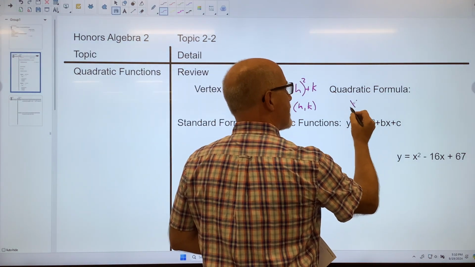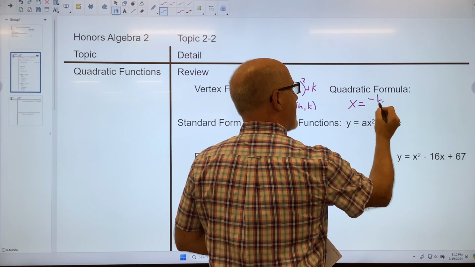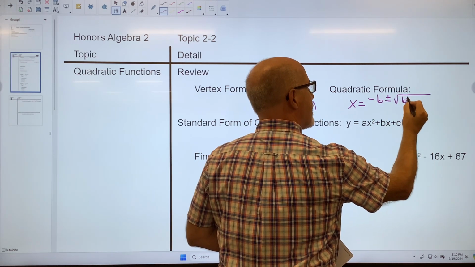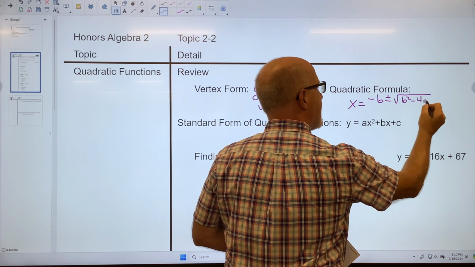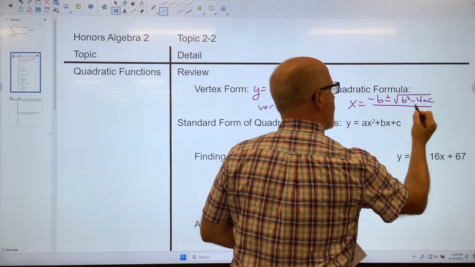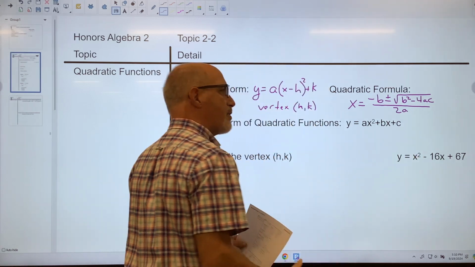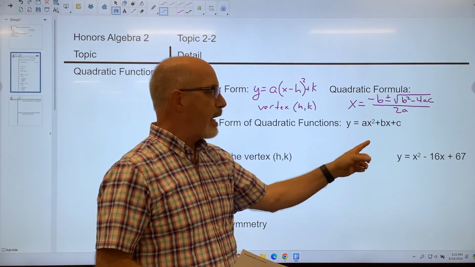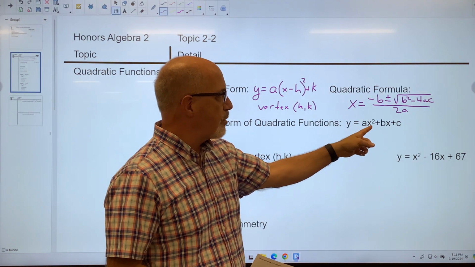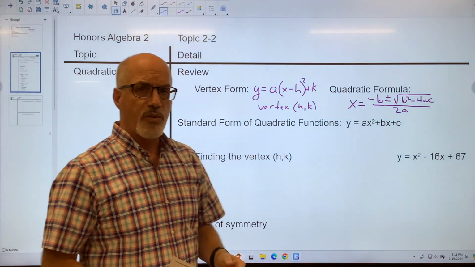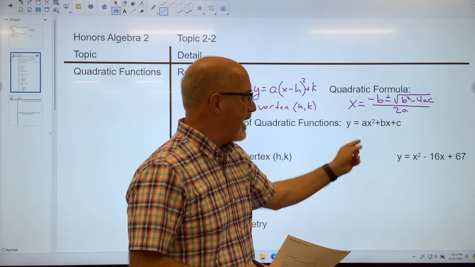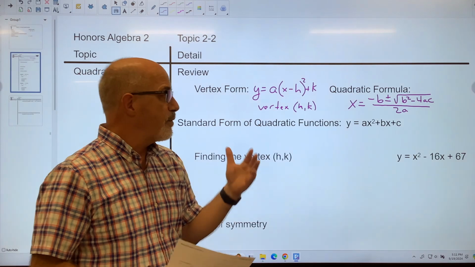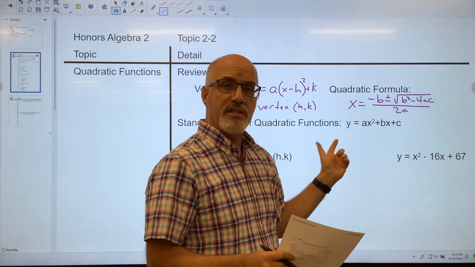The quadratic formula is x equals the opposite of b plus or minus the square root of b squared minus 4ac, all over 2a. Now you might wonder, where do those letters come from? They come from the standard form of the quadratic, which is y equals ax squared plus bx plus c. So when we see it in this form, we can pull out the a, the b, and the c and put them into the quadratic formula to solve if we have an equation, for instance, if it's equal to 0.